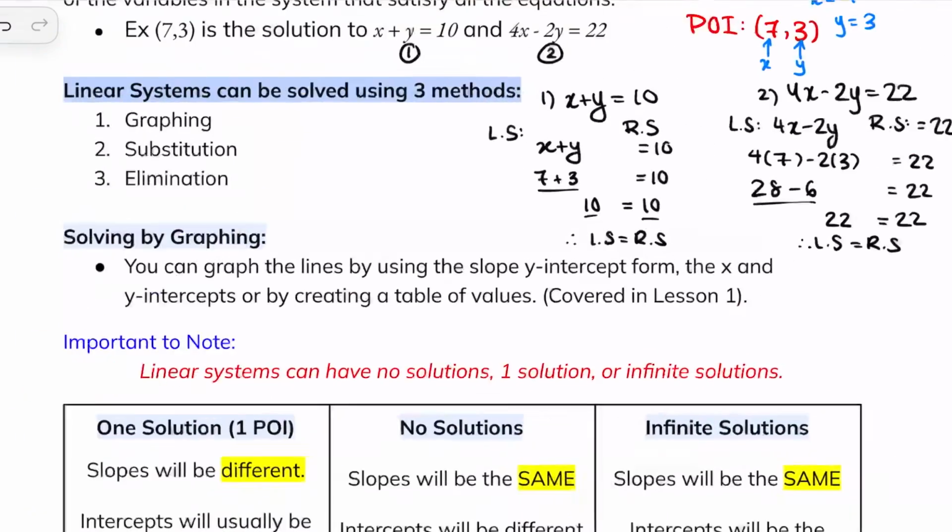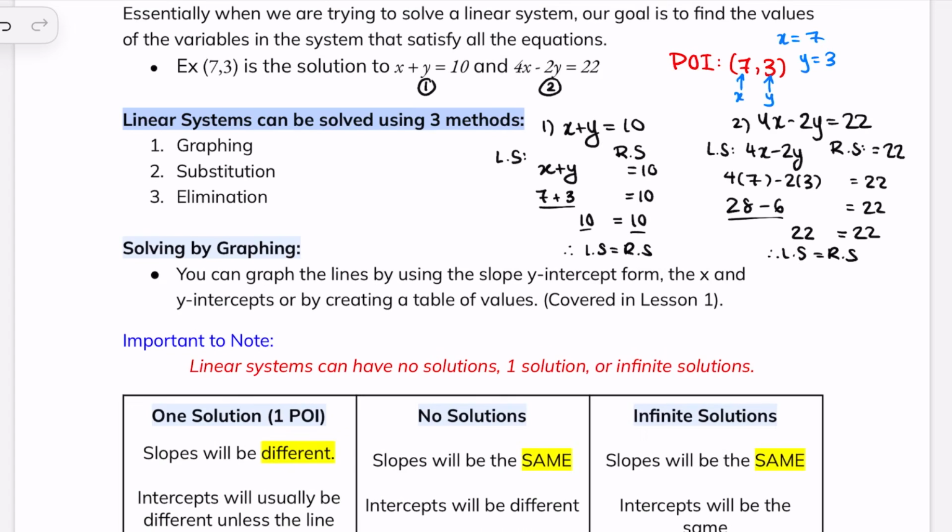When we're solving by graphing, you can graph the lines using different techniques: the slope y-intercept form, the x and y-intercepts, or by creating a table of values. In my previous video, I went over all of these techniques in a lot of detail, so I highly suggest you go and watch that before you watch this video, because I'm not going to be explaining the techniques. We're just going to be solving and graphing.